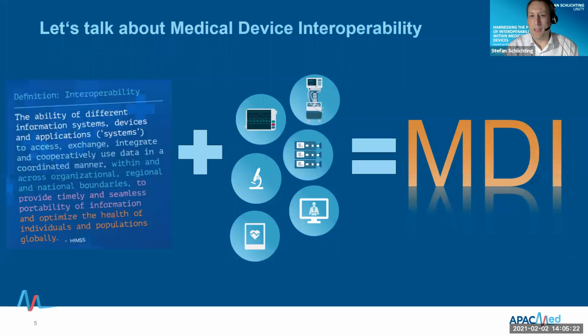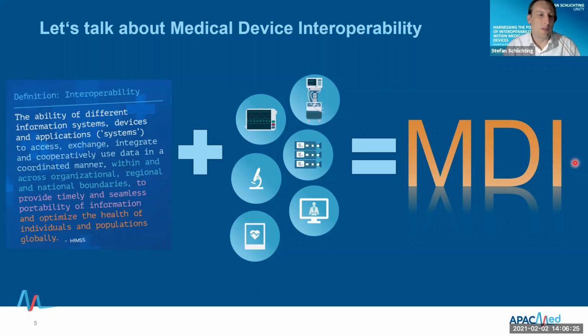Let's talk about medical device interoperability. From what I know, there's actually no real single definition of medical device interoperability or interoperability with medical devices, and different organizations use it always slightly differently. So in our working group, we have come up with one definition that is based on the definition of the HIMSS: interoperability is the ability of different information systems, devices, and applications, or systems if you would like to sum it up, to access, exchange, integrate, and cooperatively use data in a coordinated manner within and across organizational, regional, and national boundaries to provide timely and seamless portability of information and optimize the health of individual populations globally.